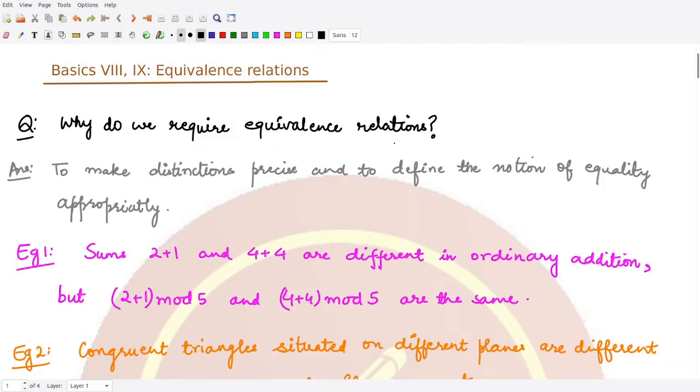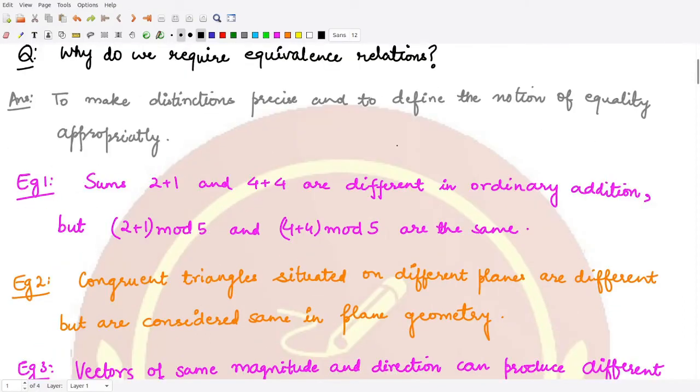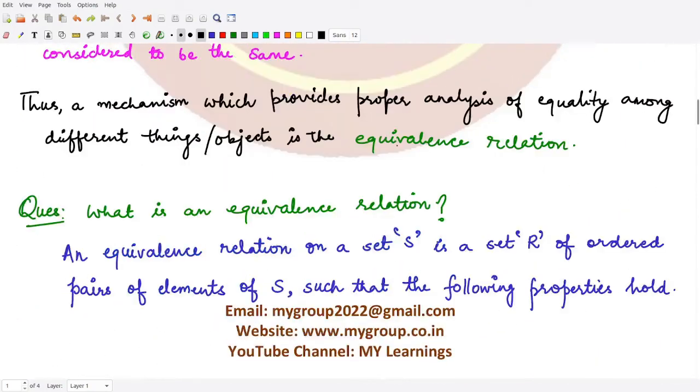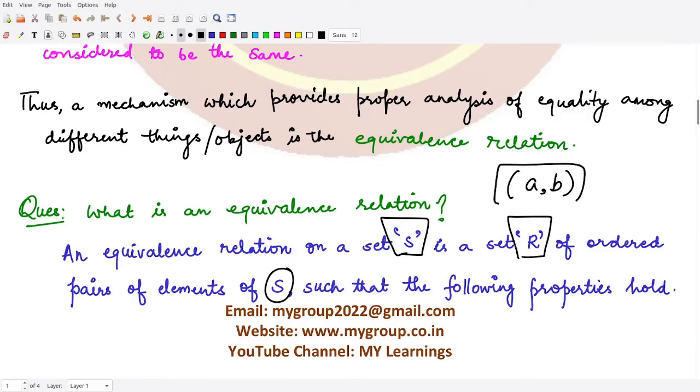Now what is this equivalence relation and how do we mathematically define it? So let's move on to this. An equivalence relation is defined on a certain set. Let's call that set S, right? It is a relation of ordered pairs of elements of S. That means from S you take two elements and make them into a tuple, say (A, B). Then we need to check that for these ordered pairs, the following properties hold in order for this R to be an equivalence relation, right? So let's see what those properties are.